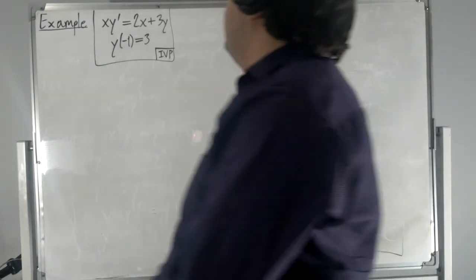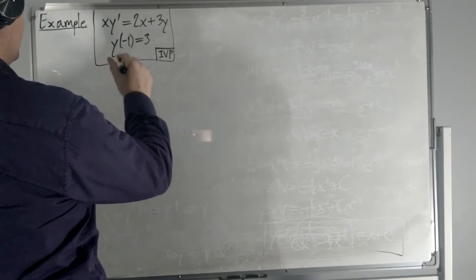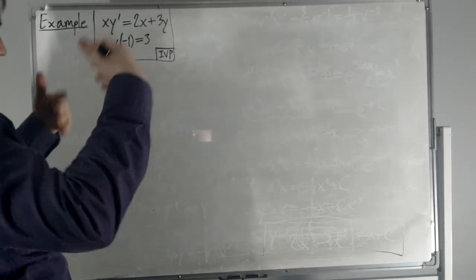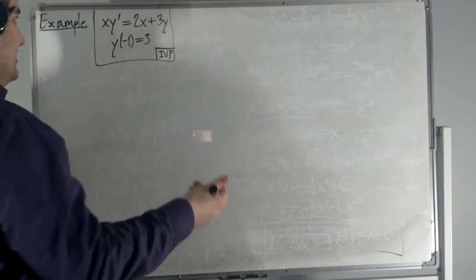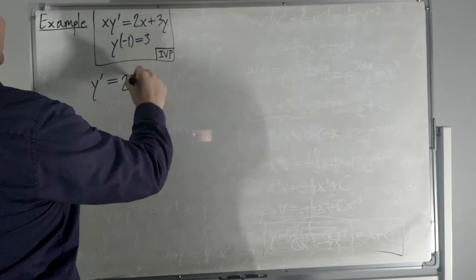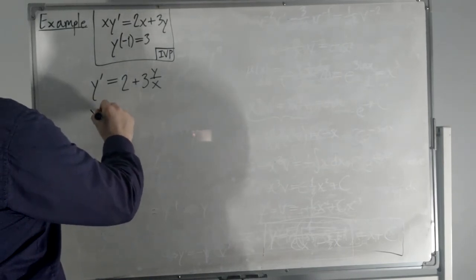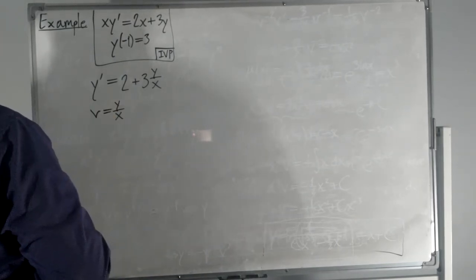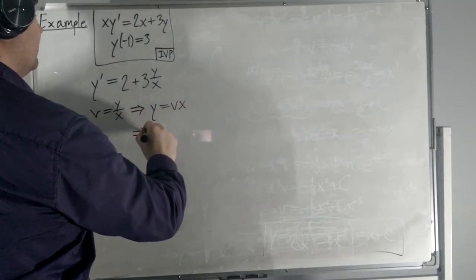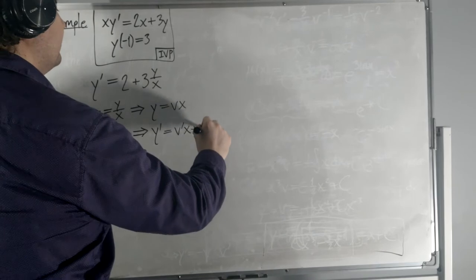Actually, this one is linear. But we'll solve it using a homogeneous substitution anyways, just to illustrate the method. That is the point of doing an example. So we'll divide both sides by x. We'll get y prime equals 2 plus 3y over x. Make the substitution v equals y over x. Now, y is vx, and therefore y prime is v prime x plus v.